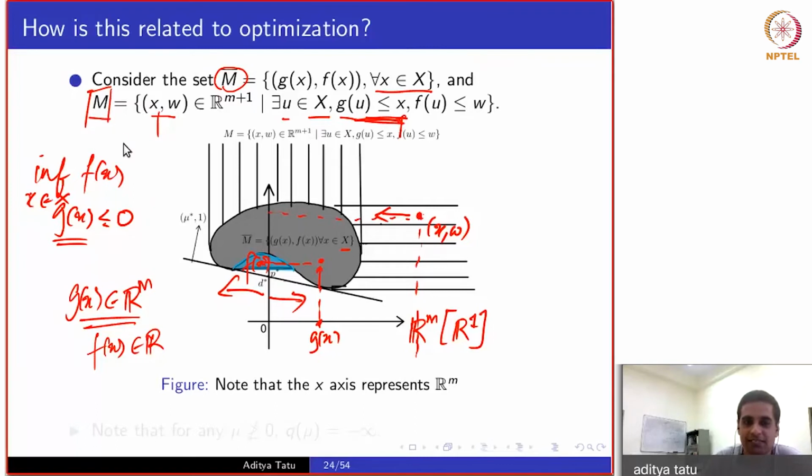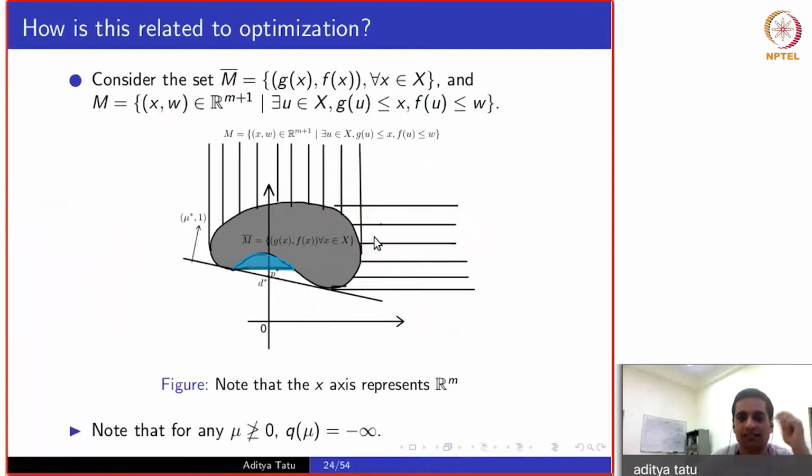How do you visualize it? It's basically like if I have a point in my set M bar, all points to the right of this point will be in M. Similarly, all points in the vertical line above this point will be in M. And all points in this quadrant will also be in the set M. I hope you can understand this.